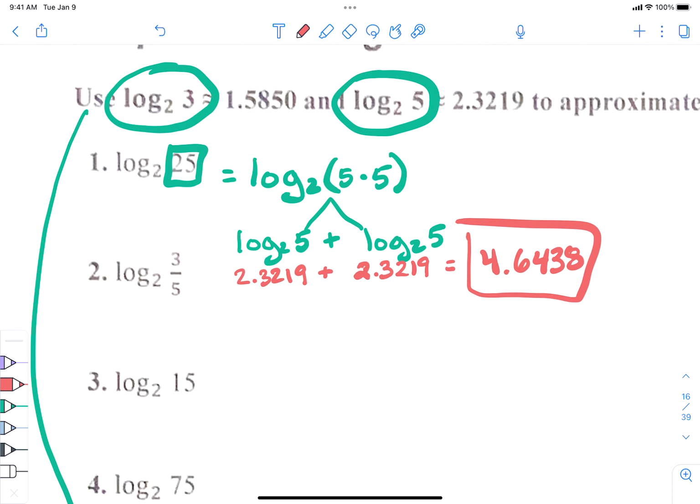I'm going to stop the video. Try to get through these. This is hard stuff because you've never done this before. After you see it, it makes a little bit of sense. Okay. Goodbye.